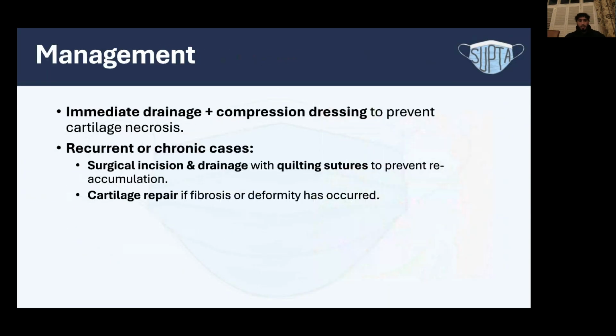What we need to do is instantly drain it, or as soon as you can, drain it and compress it to prevent the cartilage necrosis and to prevent anything else from getting underneath and expanding that out. In chronic cases, surgical incision. With the immediate drainage, we just use a needle. Chronic cases, we will surgically excise it, drain it, and then use quilting sutures, which basically just hold the perichondrium to the cartilage. If we've left it long enough that we got fibrosis and cartilage damage, then we need to repair that as well.